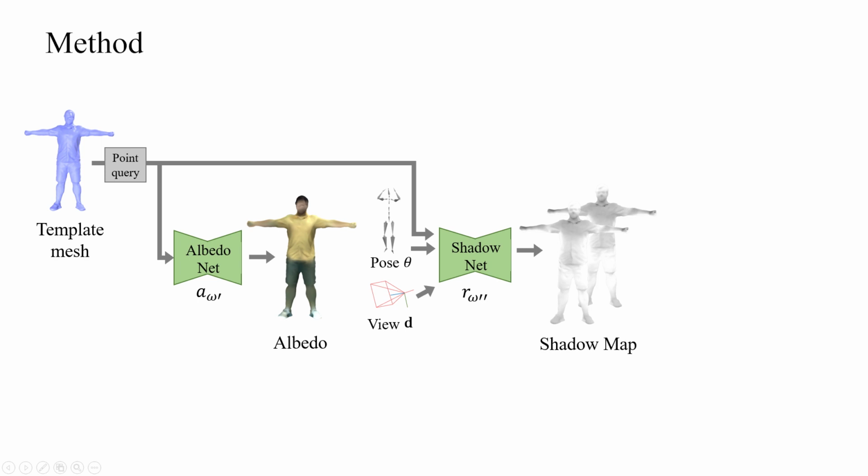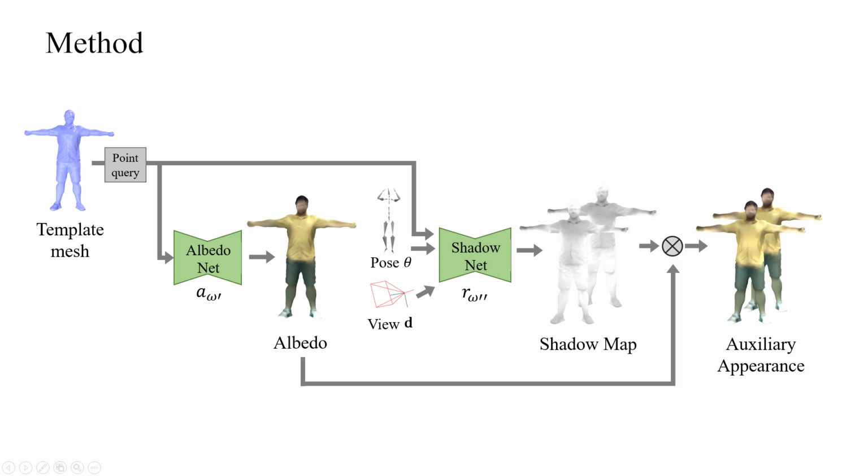Both are coordinate-based MLPs. AlbedoNet estimates a static albedo field, whereas shadowNet predicts a multiplier accounting for the shadow and shading effects. The latter is conditioned on the human pose and the view and the normal directions. By multiplying the output of albedoNet and shadowNet, we obtain the final pose and view-dependent color at any 3D point.